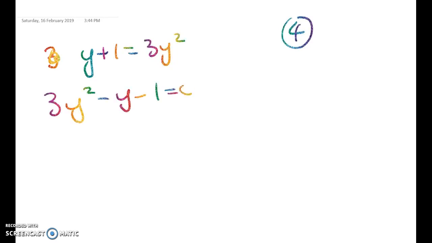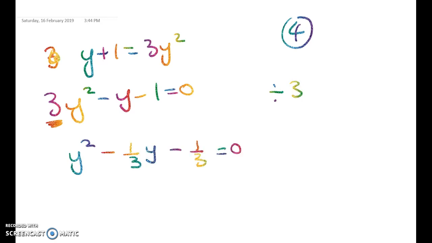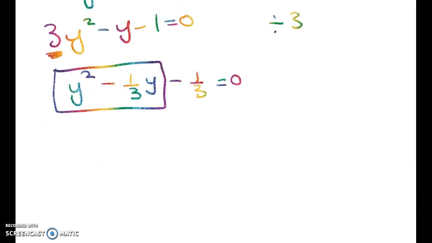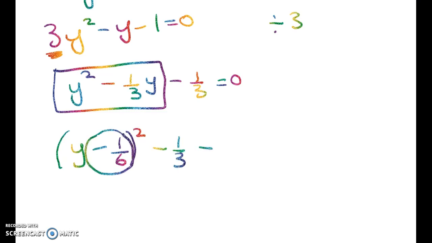So y plus 1 is equal to 3y squared. This is question 4. Rewriting it, we get 3y squared minus y minus 1 equals 0. We don't like the 3, so we divide through everything by 3. We have y squared minus 1/3 y minus 1/3 is 0. We box the first two terms, and we halve that 1/3. So half of a third is 1/6. So y minus 1/6 all squared minus 1/3 minus this thing squared, which is 1 over 36, and that's equal to 0.